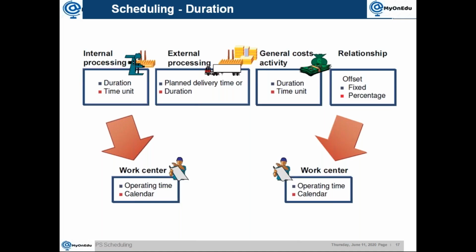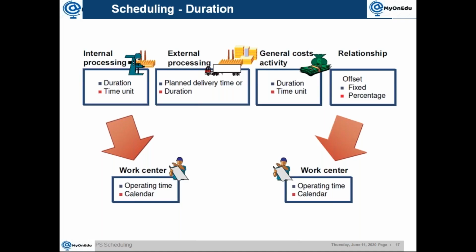If you don't assign the work center, then the system will consider all 24 hours as working hours. So if I put 15 hours for an activity without a work center, then the duration will be 1 day, or I mean less than 1 day. If I put a work center with 8 hours, then it will be considered as 2 days, something like that. Okay.